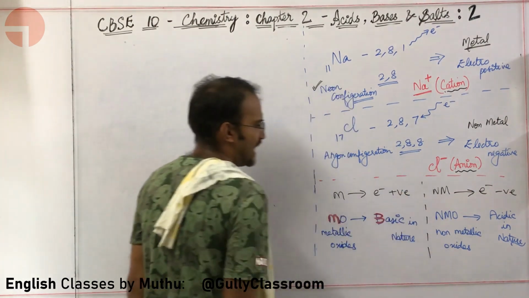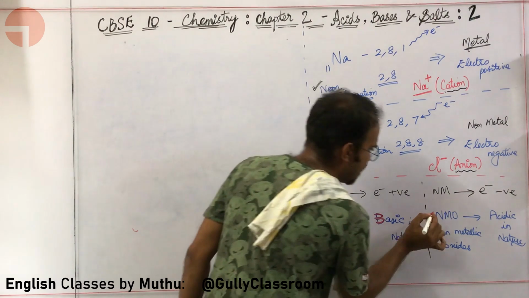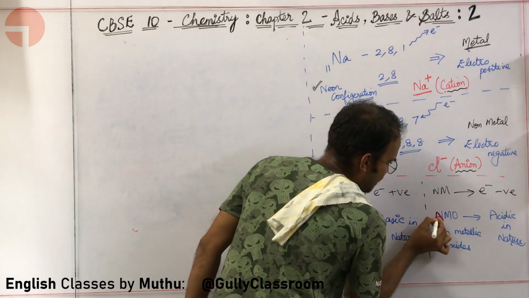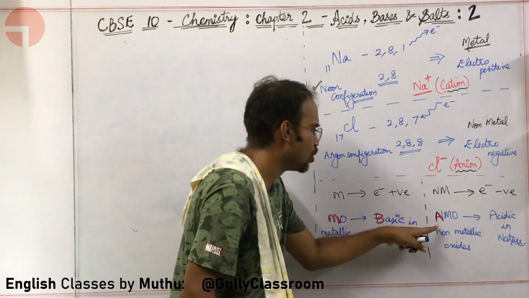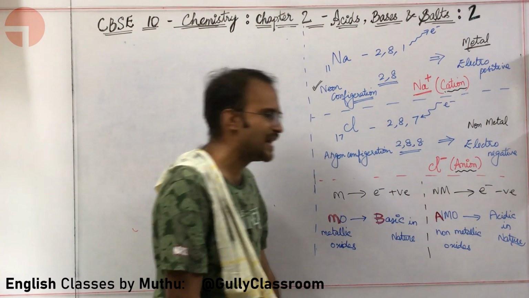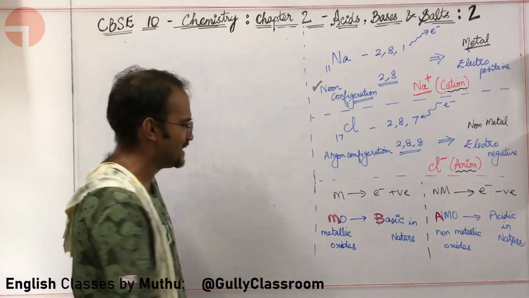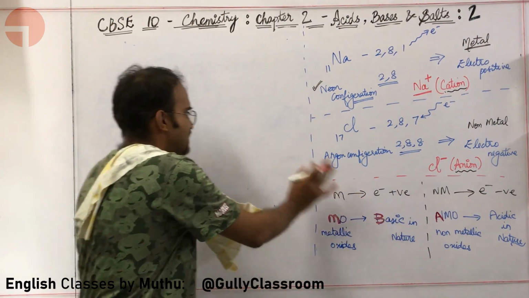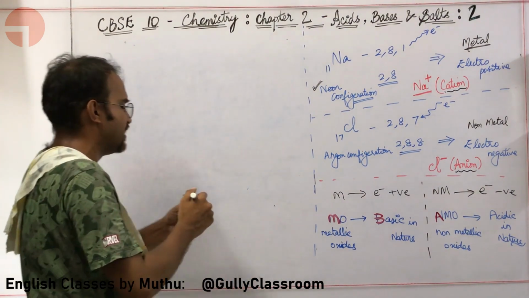What about non-metallic oxides? How am I supposed to remember? Non-metallic oxides are acidic in nature. Look at this N. Can I put an A here? So non-metallic oxides are acidic in nature. Sir, what is the use of this particular idea? We will be using this idea to get a depth of understanding in the following reactions.